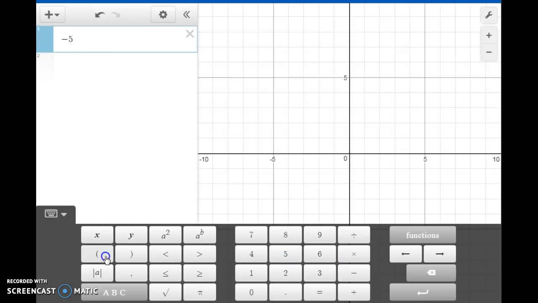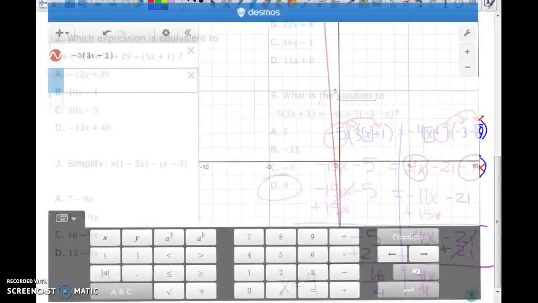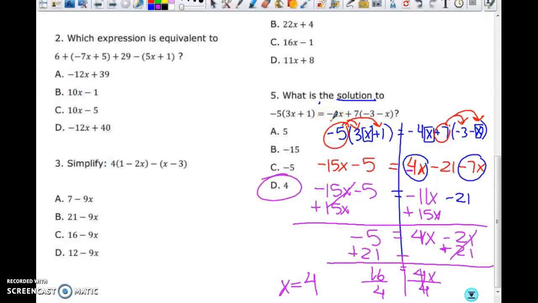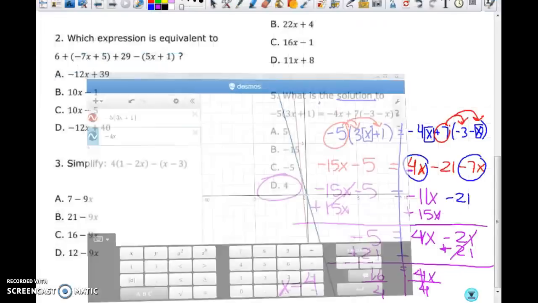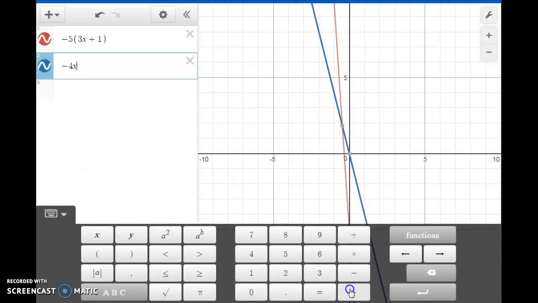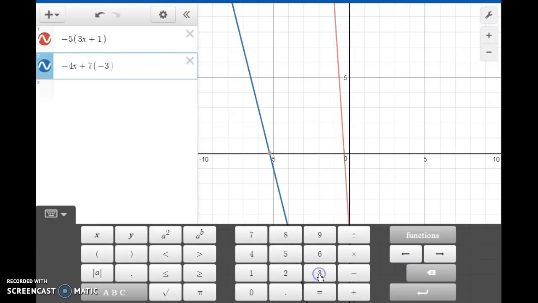Negative 5, parentheses, 3x plus 1, parentheses. That's one side. Put the other side: negative 4x plus 7, parentheses, negative 3 minus x. Whoops, again, here I go forgetting that negative. Negative 4x plus 7, parentheses, negative 3 minus x. Did I get that right? Let's see.